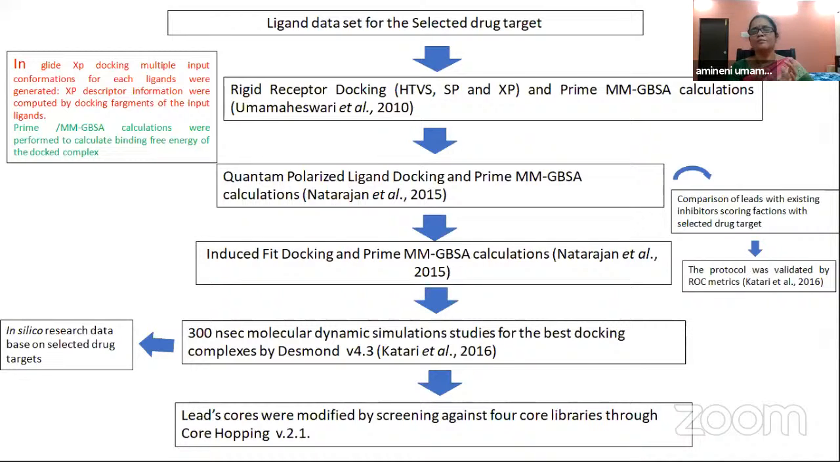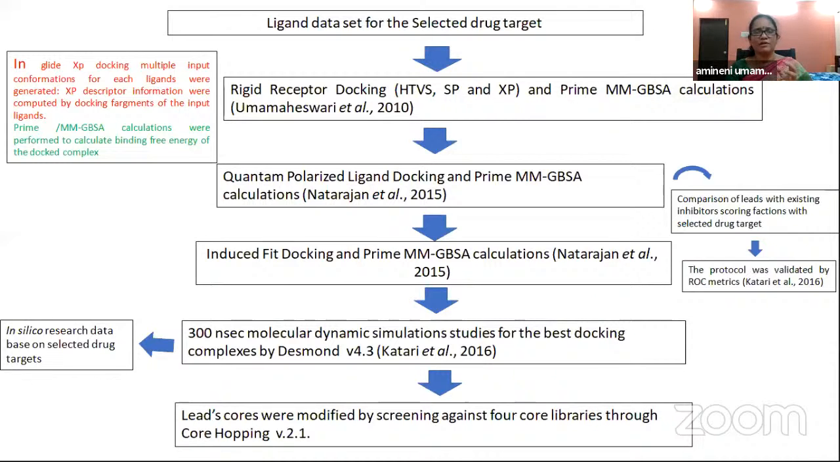Once they are better than the existing ones, then it is called a lead molecule. These lead molecules we again subject to induced fit docking. Previously it was not flexible docking, it was rigid receptor docking. So here we put the receptor as a rigid molecule and the ligand molecule as flexible.